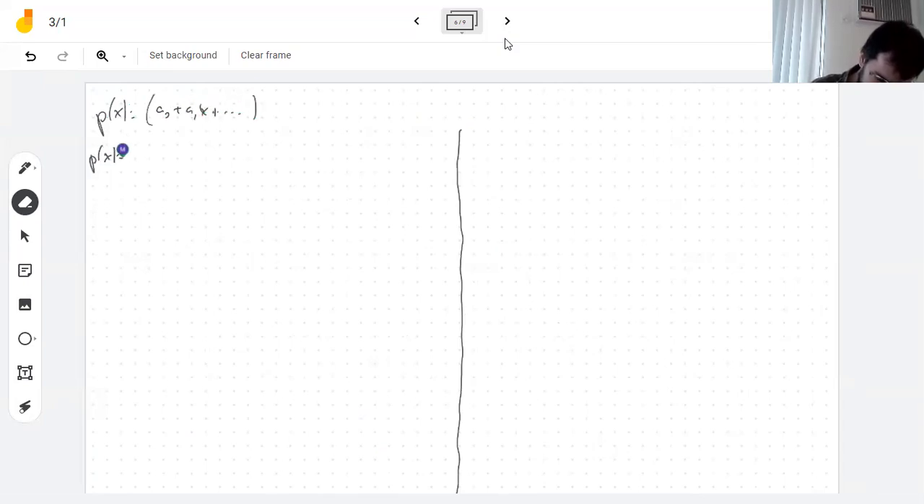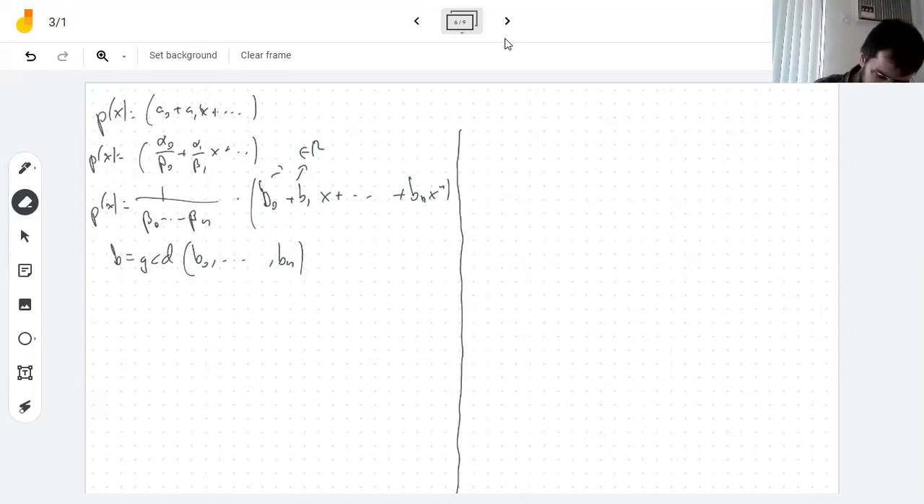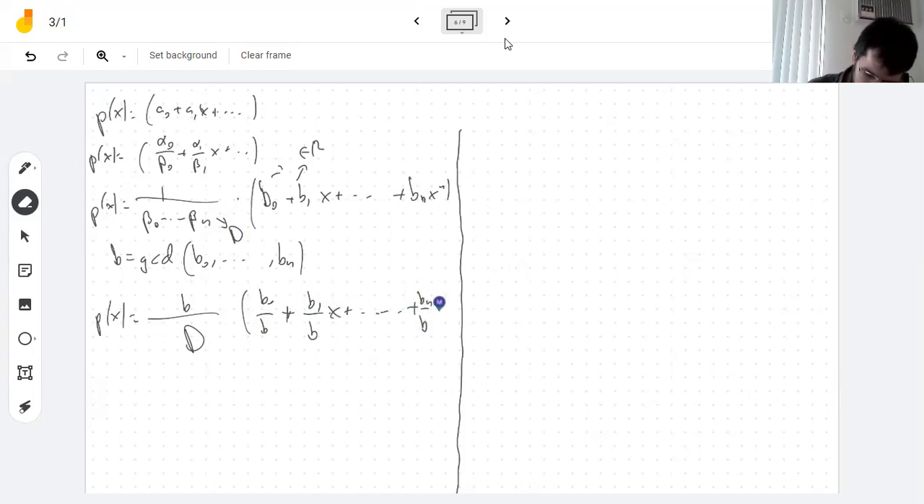So each of these is a fraction. What you can do is pull out all the denominators and you will be left with some numbers. So these are all in the ring. And now you take the GCD of the coefficients and you can pull that out. Just call this D, doesn't matter what it is. And you will have all this stuff. And now we're done.